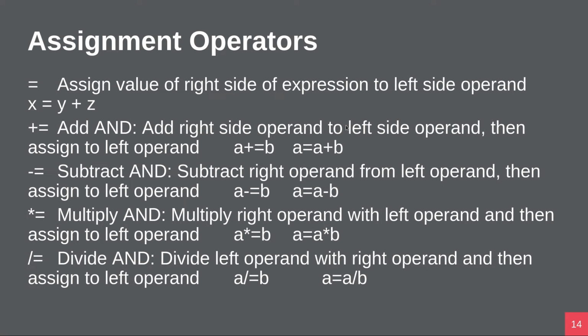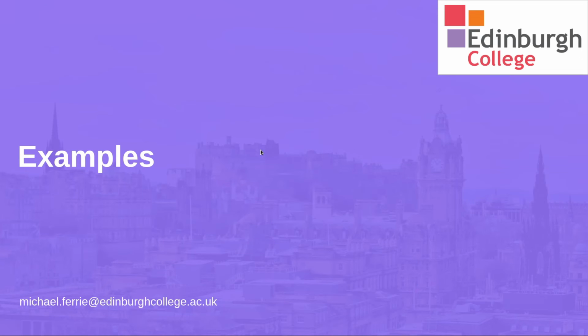Okay, and then assignment operators. We actually have some more intelligent assignment operators. As well as just equals, we can add an equal. So we can assign and add, we can subtract and add, we can multiply and add. And we'll look at those in more detail a little bit further into this course. This is just an introduction to some of the different operators that are available in Python.